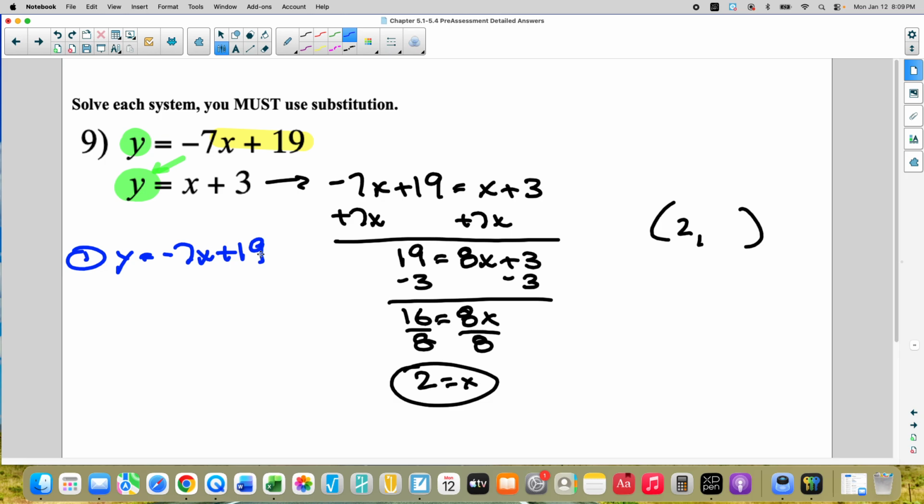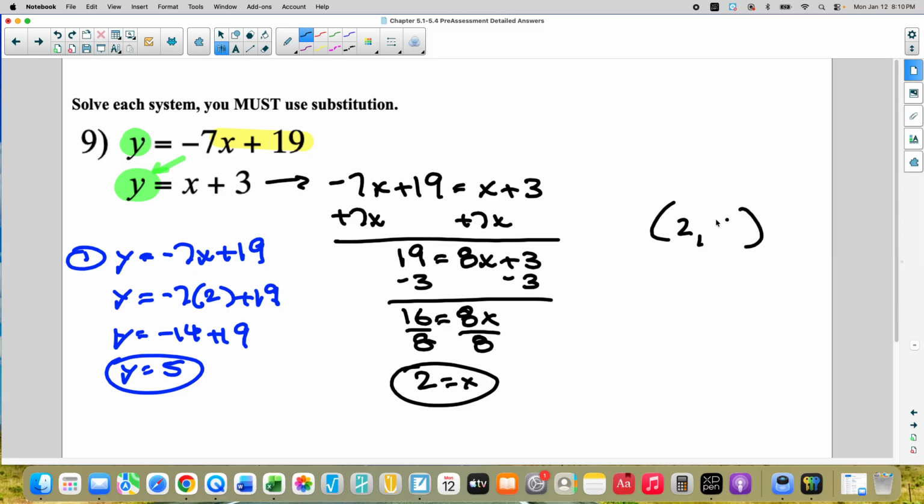Now it doesn't move either way. Yay. All right, sorry. Let's plug in the x value, which is 2. Y equals negative 14 plus 9. Y equals 5. So I think my solution is (2, 5).